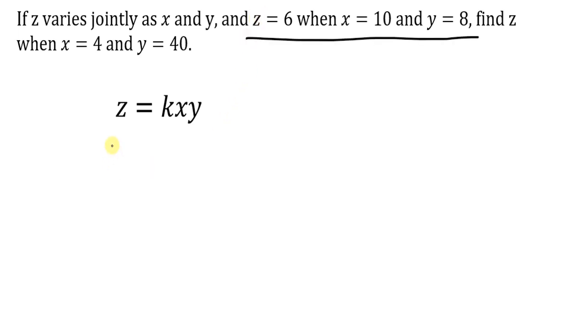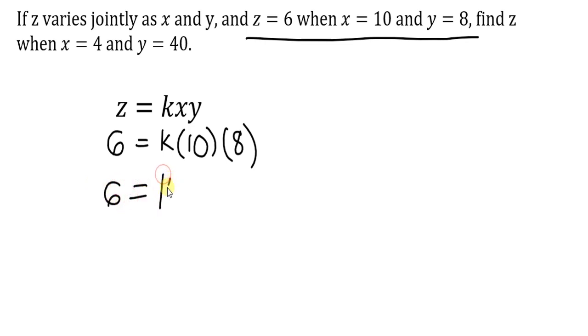So z is equal to 6, and k is the constant, and then x is equal to 10, and y is equal to 8. Okay, so 6 is equal to k, then 10 times 8, that is 80. So 6 is equal to 80k.